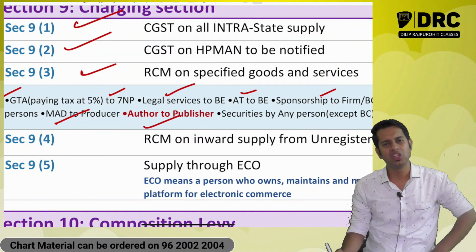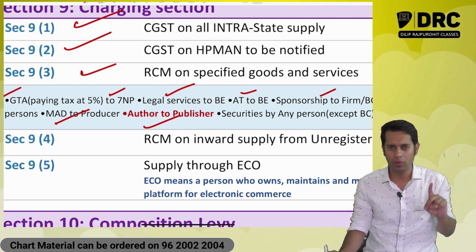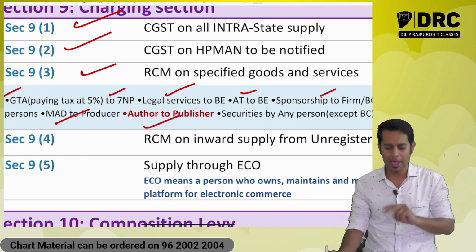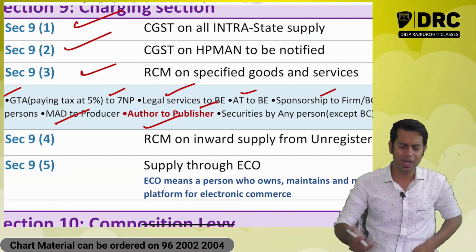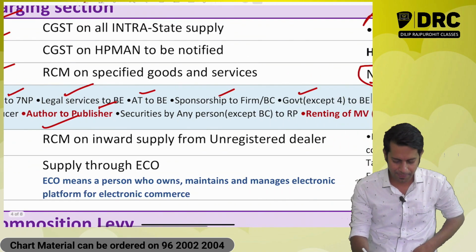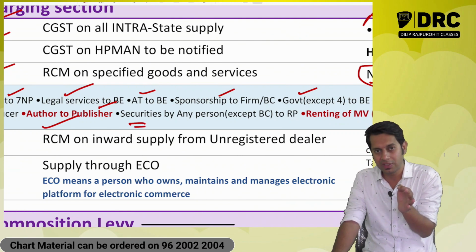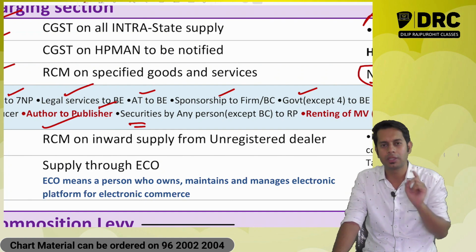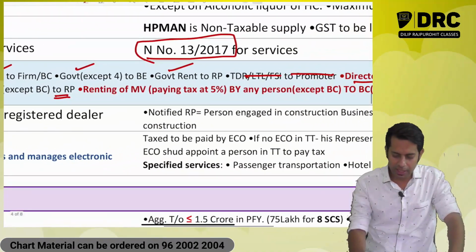Then an author is publishing a book. The author has two options. He has an option to pay the taxes under forward charge, for that he will have to take a registration under GST law, or he has an option to pay the taxes under reverse charge, wherein the publisher will have to pay the taxes. Then security services, important services. Any person other than a body corporate who is supplying security services to a registered person, the registered person will have to pay the taxes under reverse charge.